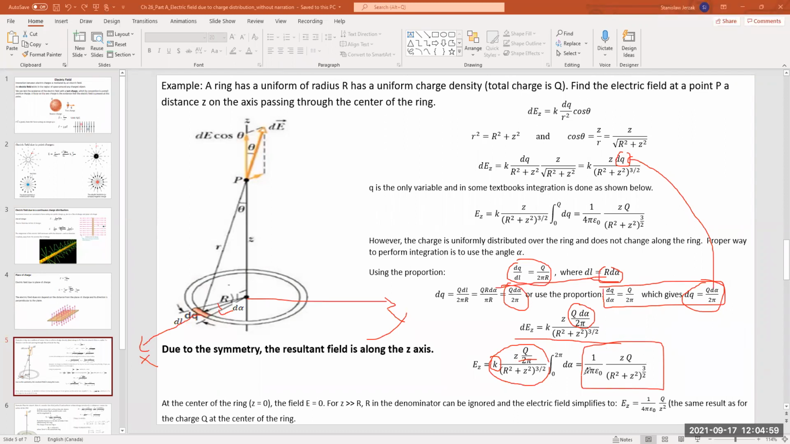Where did alpha go? Well, because integral d alpha is alpha, right? Like integral dx is equal to x. And then you start with upper limit, which is 2 pi, minus 0. 2 pi minus 0 is 2 pi, and then this 2 pi and this 2 pi will cancel. That's why that 2 pi disappeared. Oh, okay. Thank you.